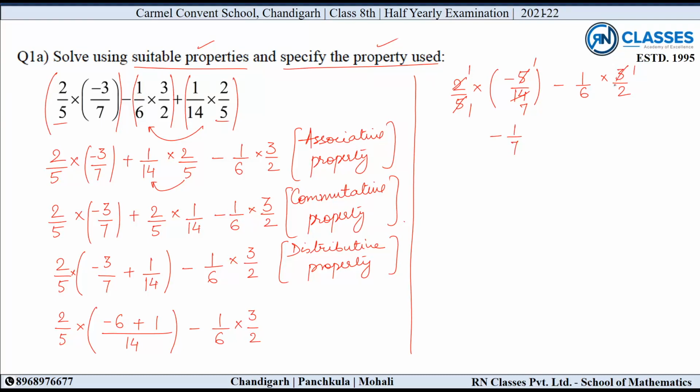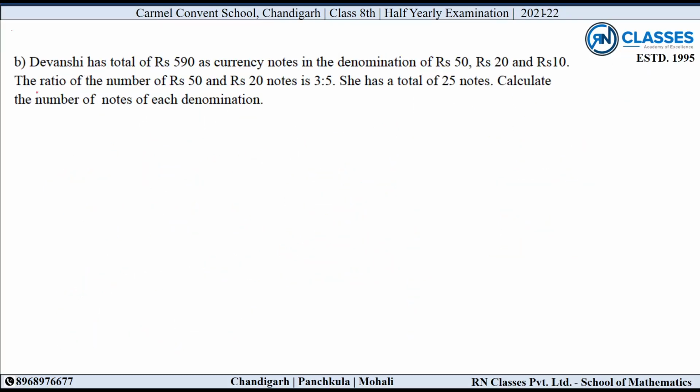3 1s are 3, 3 2s are 6. So minus 1 by 4, right? So LCM, 7 4s are 28 would be the LCM. 7 4 times, so minus 4. Minus 4 7 times 7. And minus 4 and minus 7 is minus 11 by 28. So this is the right answer. Let's move on to part B of the question.